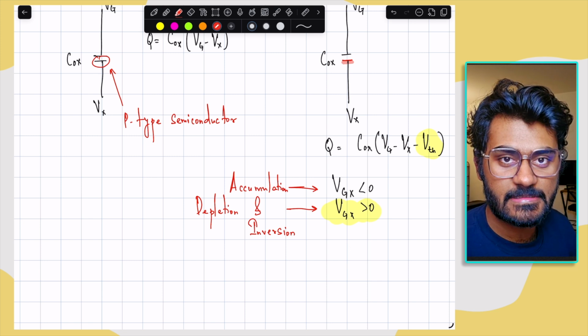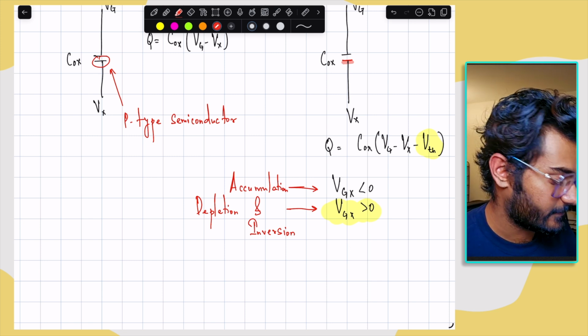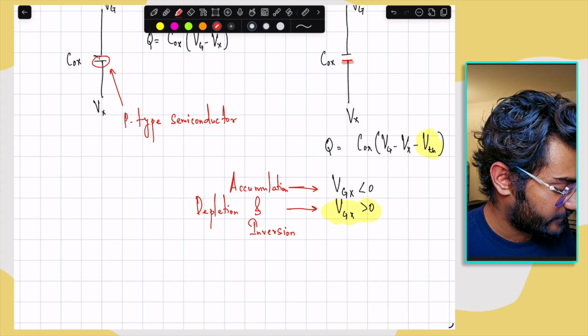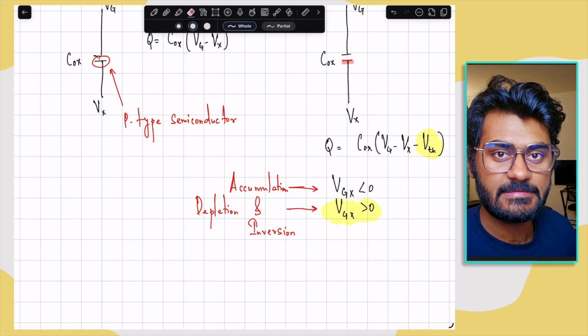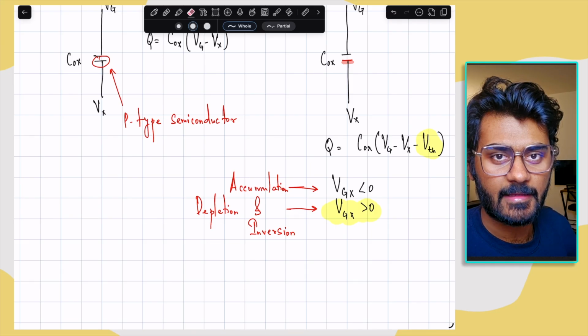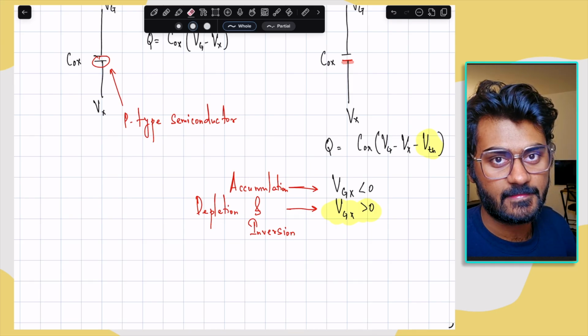And the amount of voltage required for the semiconductor to go through this process is the threshold voltage, given by Vth. So when the voltage applied across this capacitor goes beyond Vth, then whatever excess voltage we have applied gets stored as charge in this capacitor.